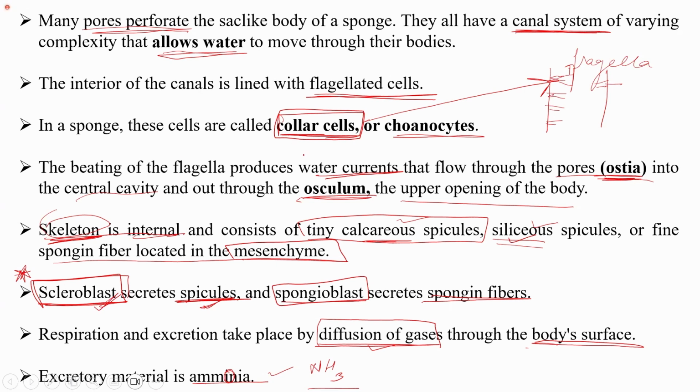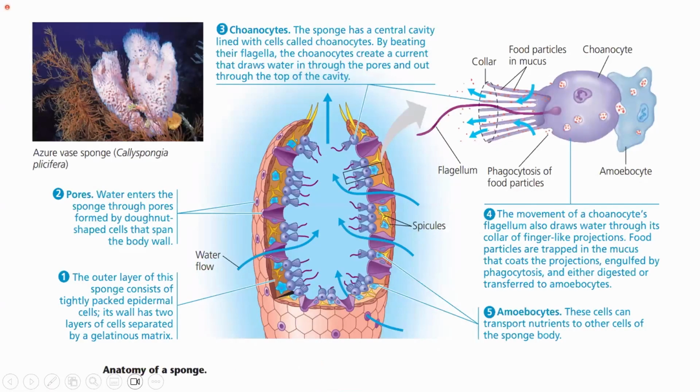As I mentioned, we have the outer layer, then we have pores which are present in the outer layer, and then we have choanocytes or the collar cells which line the inner layer, and the internal cavity is known as the osculum, through which the water flows out. So we will learn about each of these one by one.